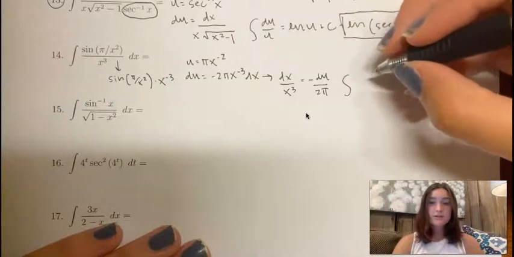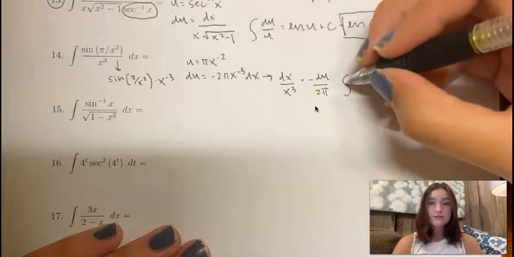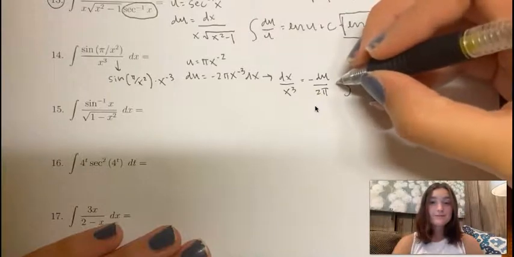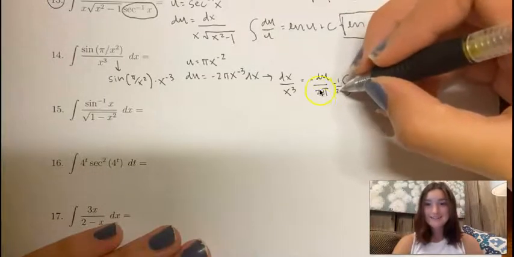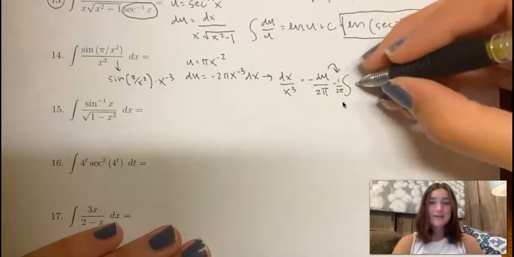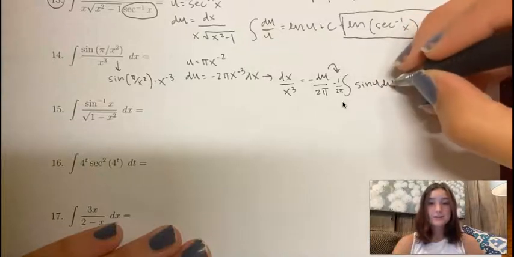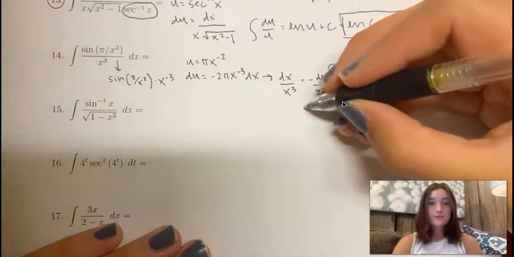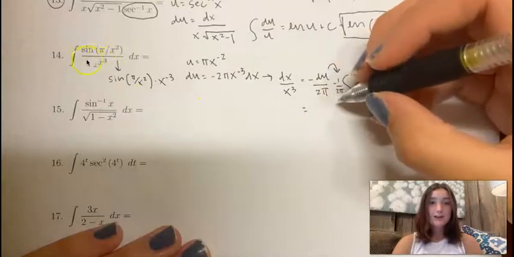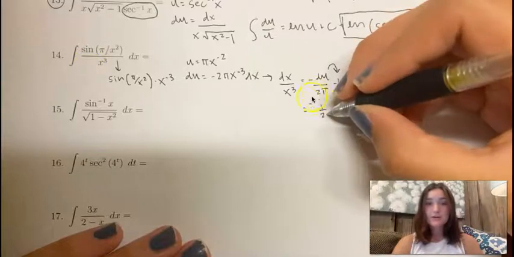So then my integral, oops, I forgot that coefficient. There it is. Okay, so there's my coefficient, that negative 1 over 2 pi that I've got. And then I'm going to be rewriting this integral as sine u du. Remember that you've got to have that sine. Because the sine's not part of your u, you have to keep it when you rewrite your integral.